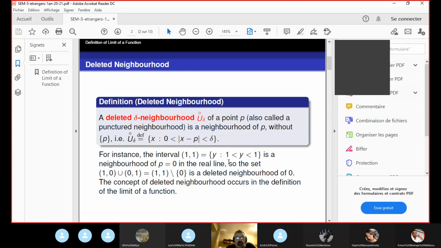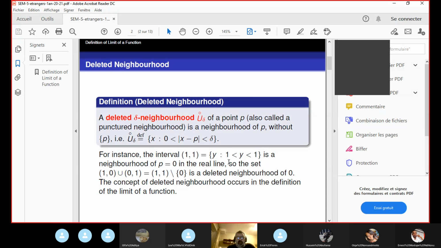So you see the mathematical definition of this neighborhood is such that we have all x such that the absolute value of x minus p is strictly greater than 0 and less than delta. So you see the first inequality is very important because we cannot take x equals p. Is it clear? Yes, it's clear. Deleted delta neighborhood.